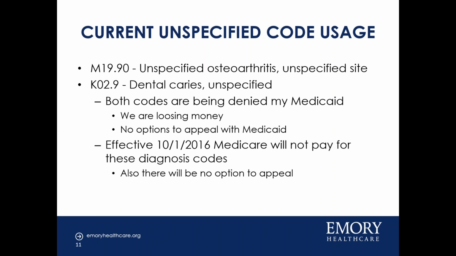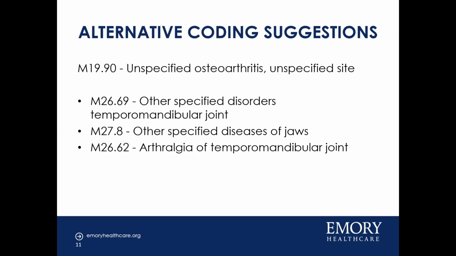And then these are some unspecified codes that we are currently using that Medicaid has not been accepting, and so we're not getting reimbursed when we use these codes. Effective 10/1, Medicare will not be accepting these codes either. So we have the M19.90, unspecified osteoarthritis, unspecified site, and K02.9, dental caries, unspecified.